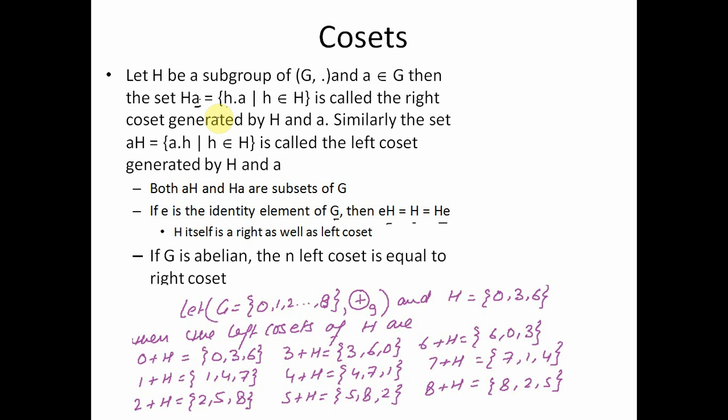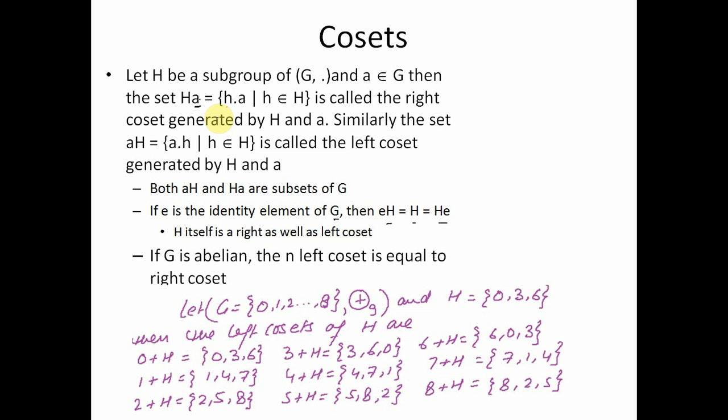Another important point: if G is abelian, that means if the dot operation is commutative, then the left coset and the right coset will be the same because HA and AH will be the same. So let's take an example.